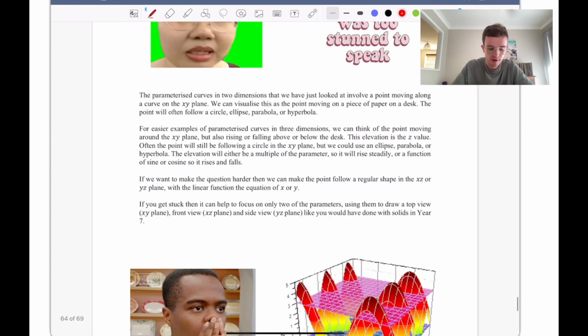If we want to make the question harder, we can make the point follow a regular shape in the xz or yz plane with a linear function in the equation x or y. If we get stuck, it can help to focus on only two of the parameters, using them to draw a top view, a front view, and a side view, like you would have done with solids in year 7.